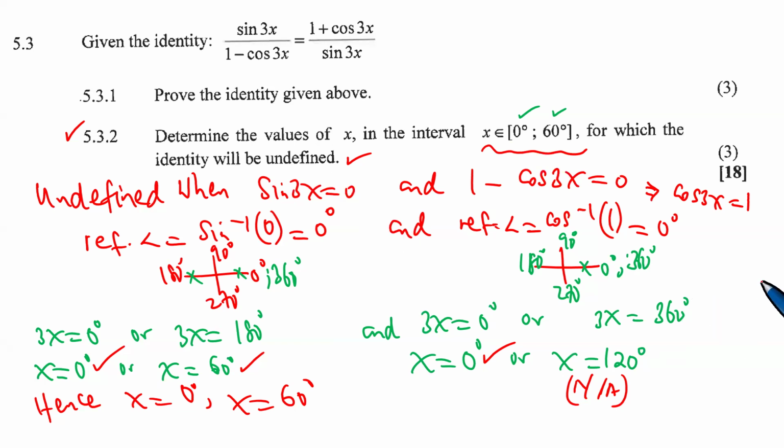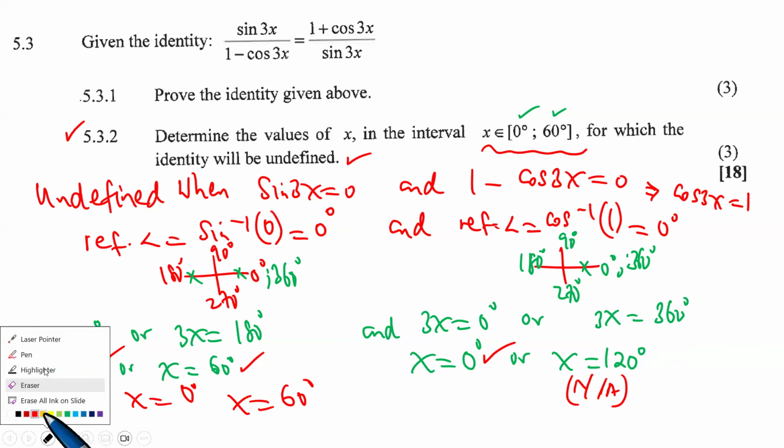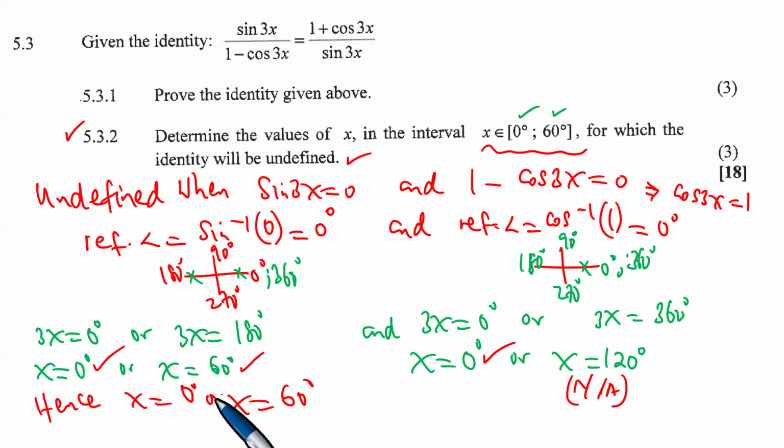Okay, so that's the final answer. Is x is 0 or x is 60 degrees? Can you even write like that? Can you even write x is 0 or x is exactly 60 degrees? X is 0 or x is 60 degrees. Yeah, that is the answer.